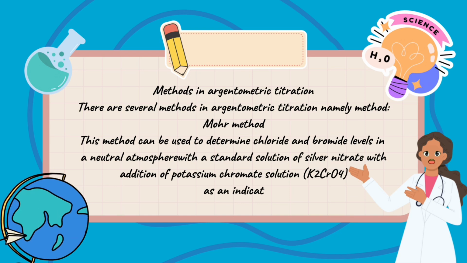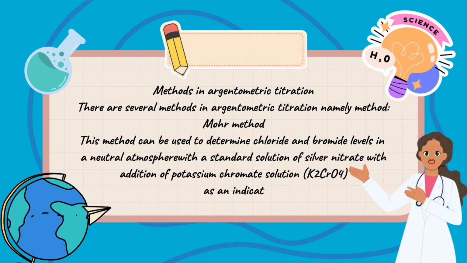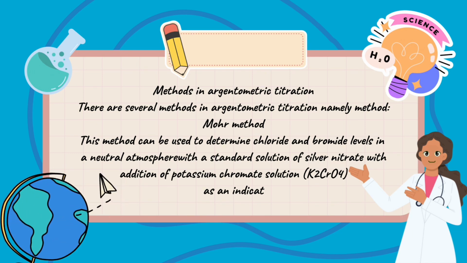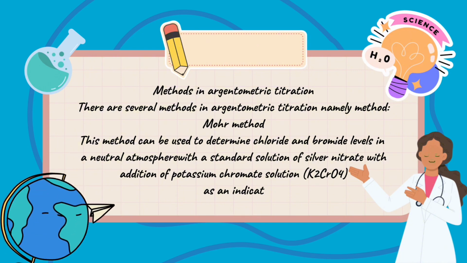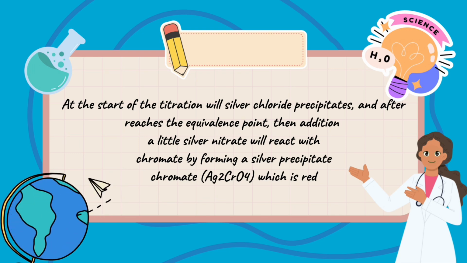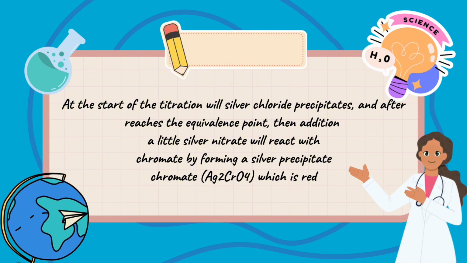Methods in argentometric titration. There are several methods in argentometric titration, namely the Mohr method and the Volhard method. The Mohr method can be used to determine chloride and bromide levels in a neutral atmosphere with a standard solution of silver nitrate, with the addition of potassium chromate solution, K2CrO4, as an indicator. At the start of the titration silver chloride precipitates, and after the equivalence point is reached, the addition of a little silver nitrate will react with chromate, forming a silver chromate precipitate, Ag2CrO4, which is red.